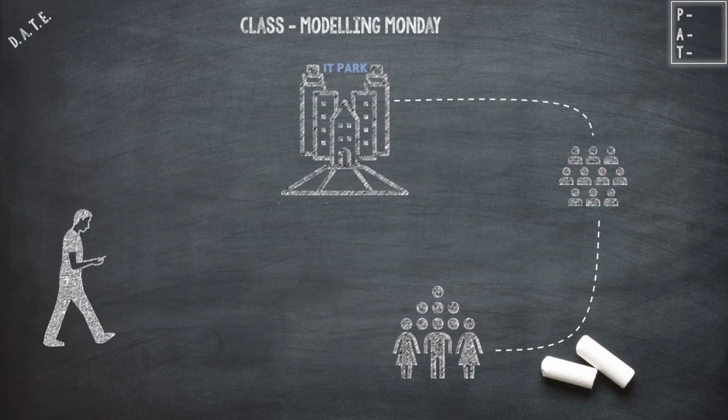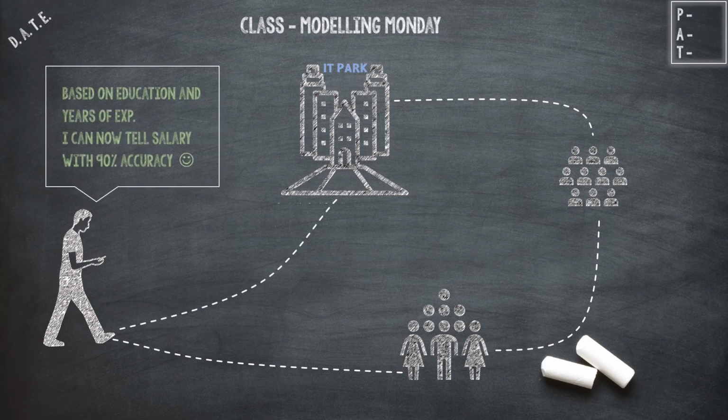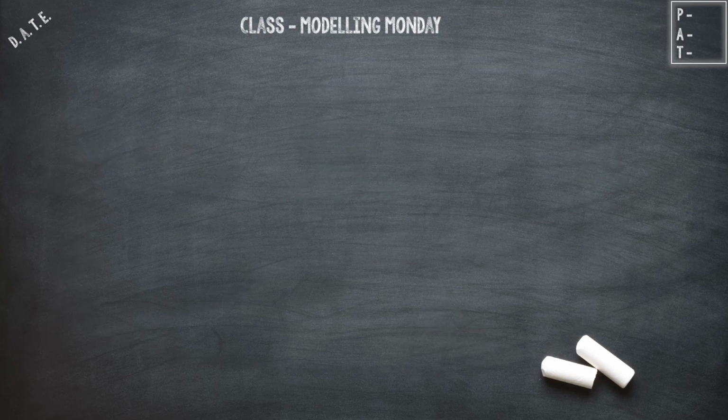With the exact function, now he's sure that based on the years of experience, he can predict the salary of a person for the same IT park. Of course, with certain accuracy, let's say 80 or 90%. The accuracy range is very important, and that is how we can say how accurate a particular model is. Modeling is an integral part of machine learning.